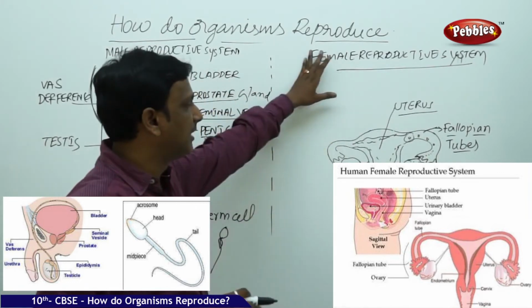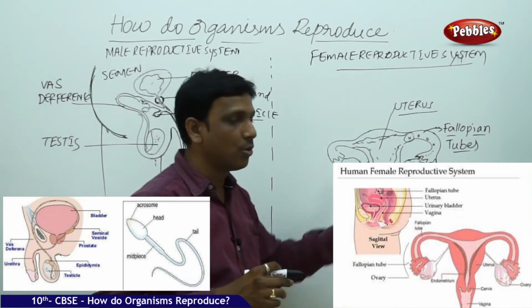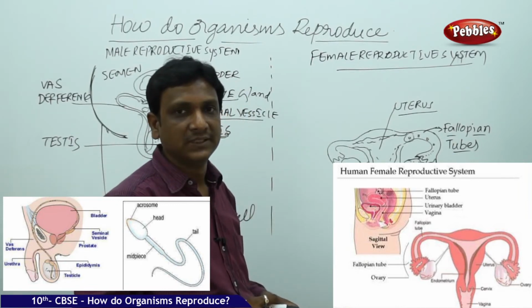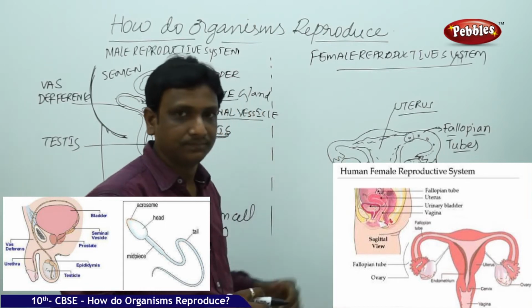Here you can see in the female reproductive system, 2 ovaries are there, just like the 2 testes in males. So the egg cells may be released either from this ovary or this ovary.